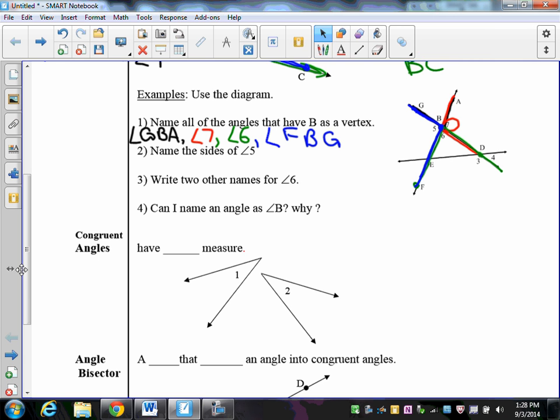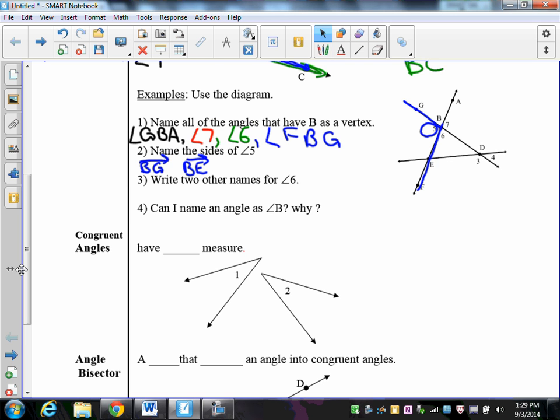Number 2 asks for the sides of angle 5. So let me erase everything that I have here. Angle 5 is right here, so the sides are ray BG and ray down there. We can call that BE. And remember, BF is also the same thing because we start at B and we go down to F.